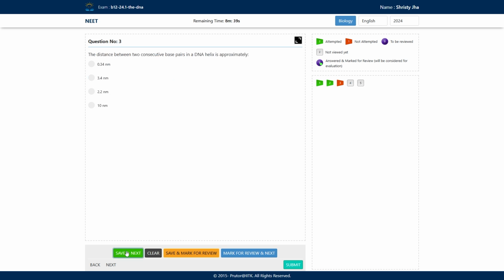Third question says, the distance between two consecutive base pairs in a DNA helix is approximately. So we know that the distance between two consecutive base pairs is 0.34 nanometer. Why? Because in one turn there are 10 base pairs, the pitch is 3.4 nanometer, and in one pitch there are 10 base pairs. So if we divide 3.4 nanometer by 10, we understand that the distance between two consecutive DNA base pairs is 0.34 nanometer.